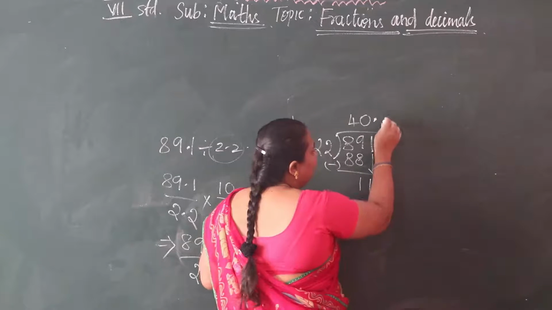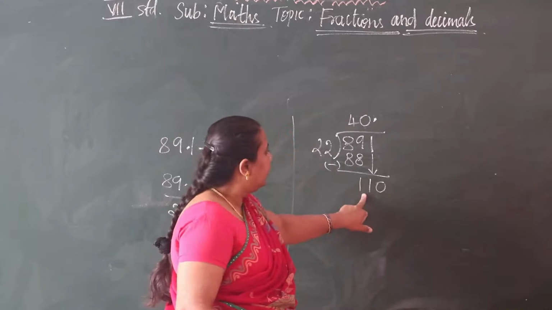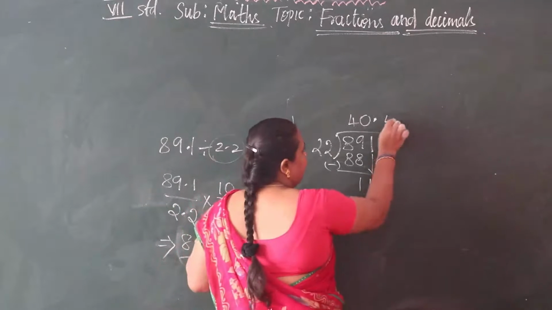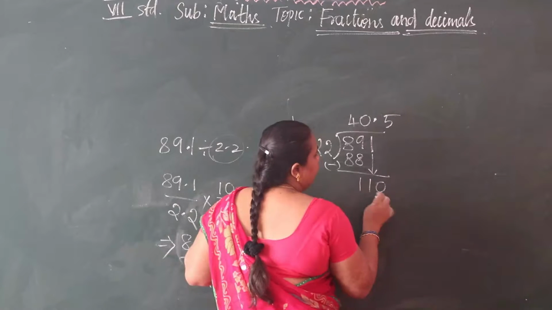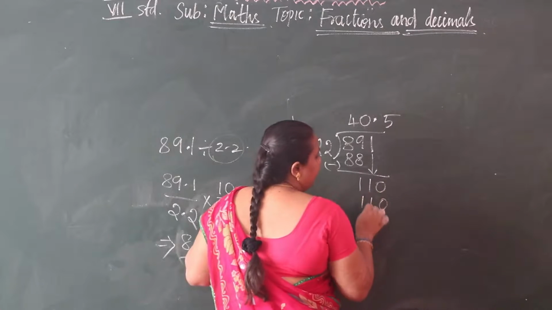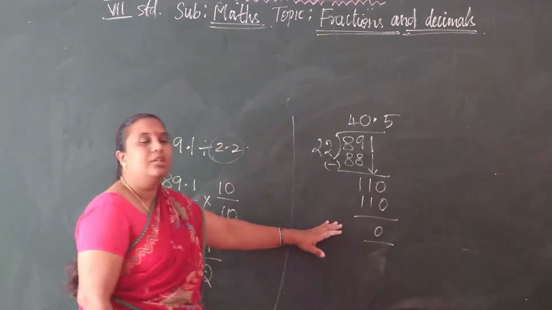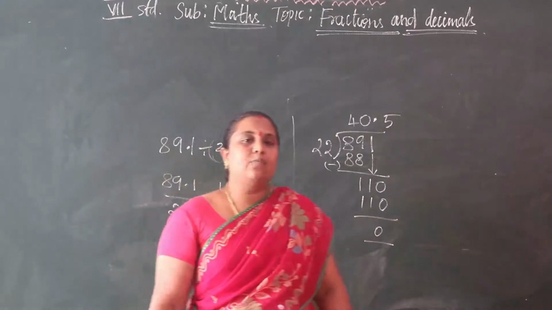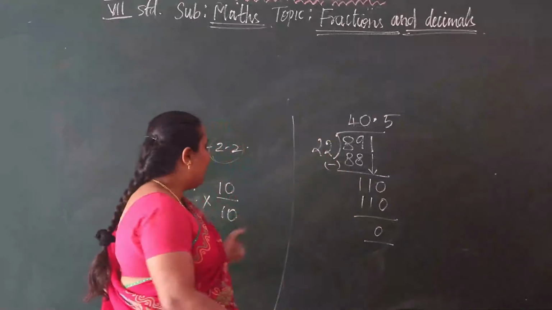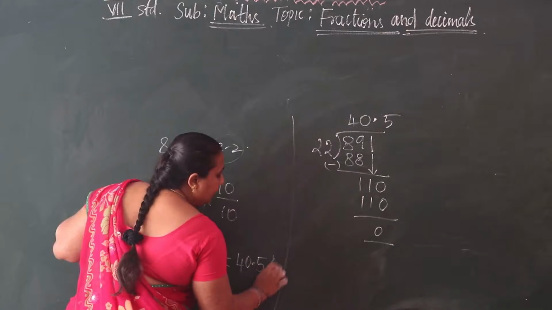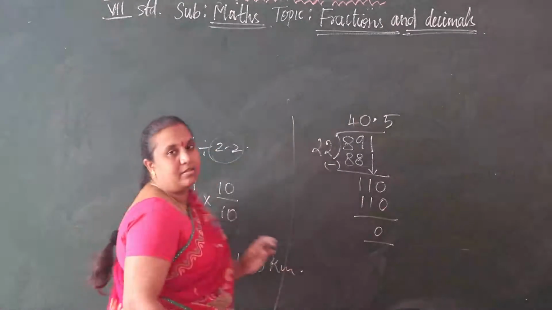22 5s are 110. Is it right? 22 5s are 110. So the remainder is 0. So how much distance does the car cover in 1 hour? That is 40.5 kilometers. Okay, so this is the answer.